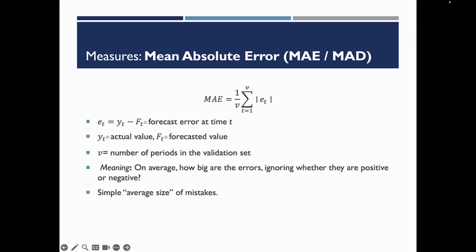Let's just go over these measures quickly. The first one is MAE, the mean absolute error. We take the absolute value of the errors, add all of them, then divide by the number of periods, right? So on average, how big are the errors? We ignore whether they're positive or negative. So it's the average size of the errors or mistakes.